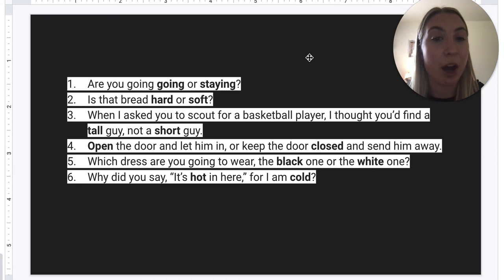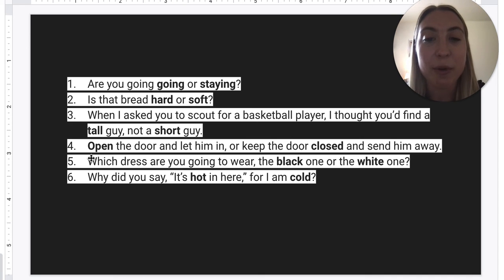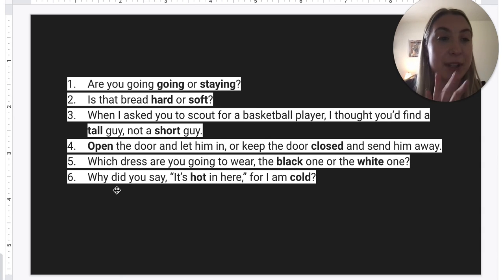They're the complete opposite. When I asked you to scout for a basketball player, I thought you'd find a tall guy, not a short guy. So our two antonyms that mean the opposite here are tall and short. If someone's tall, they're up here, and short would be the opposite. They could be this tall. Number four, open the door and let him in, or keep the door closed and send him away. So again, that's the opposite. When we open the door, it's the opposite of us closing the door.